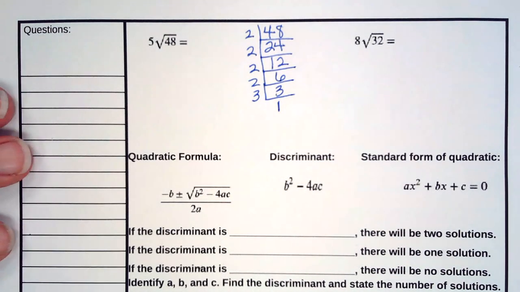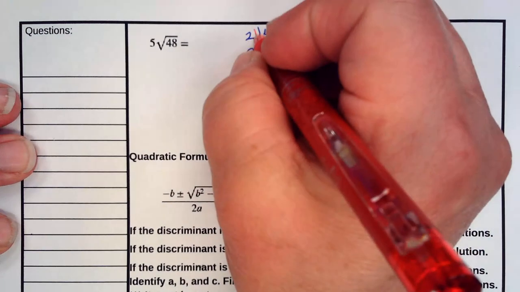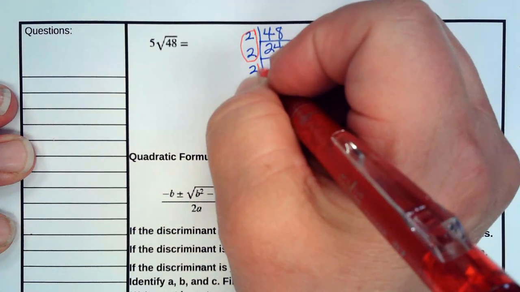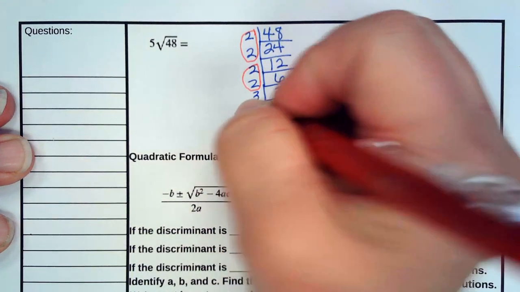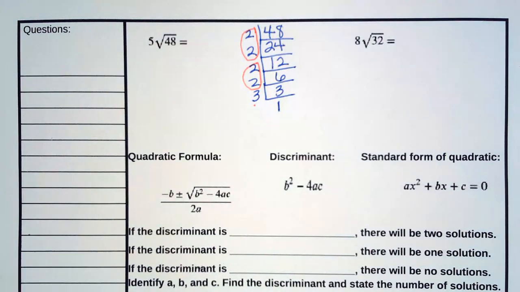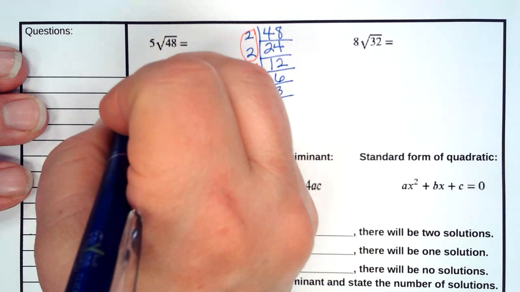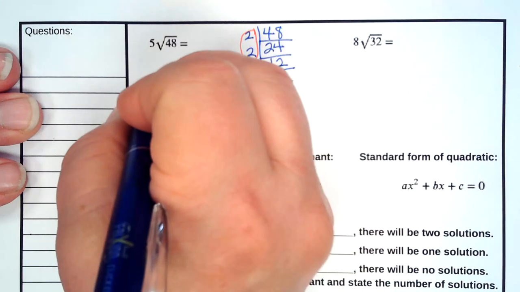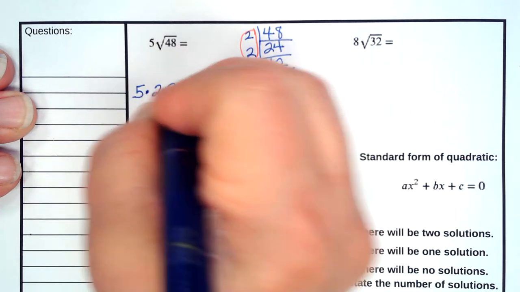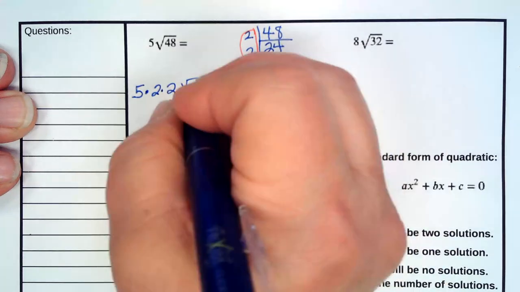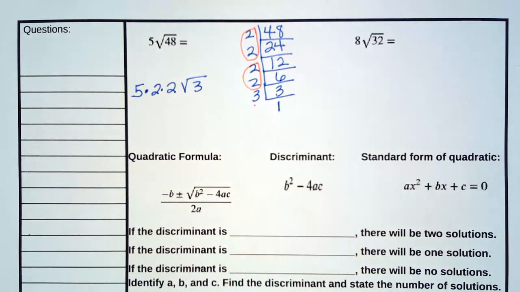How many pairs do I have? I've got 1 pair of 2s. I've got another pair of 2s. I've got 3 left over. So this is equal to 5 times 2 times 2 square root of 3.